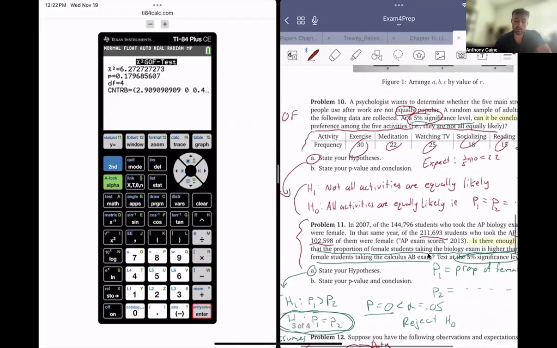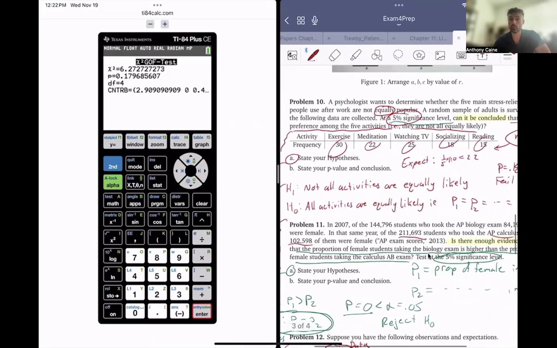So the evidence is not strong enough to say that it's not equally likely. We expected everything to have 22 people in it, but that allows for some fluctuation just because of random chance. And we're not far enough away in those fluctuations to change our mind. We continue to believe the null hypothesis, which is that all of these are equally likely. Okay, that's what's going on here.